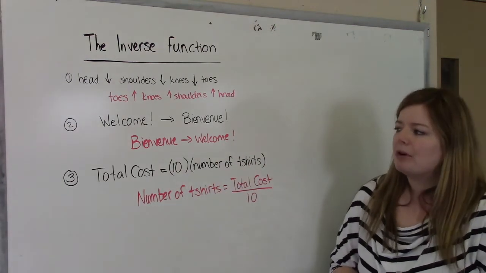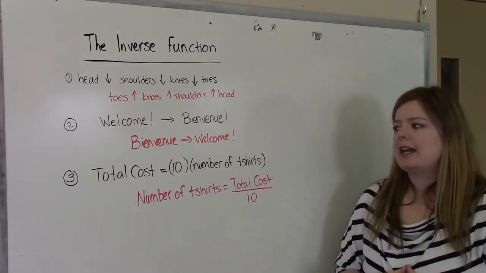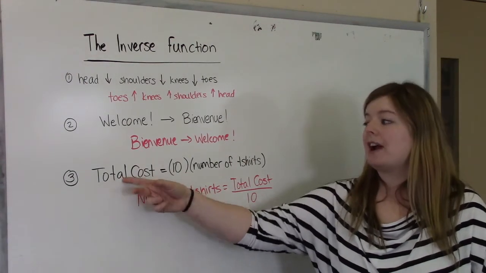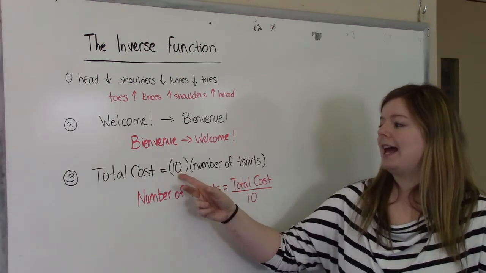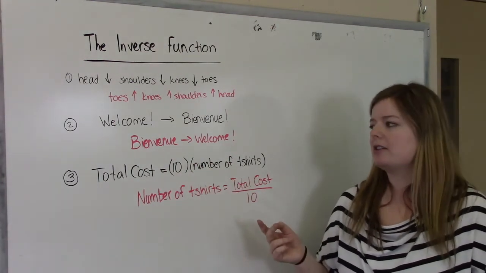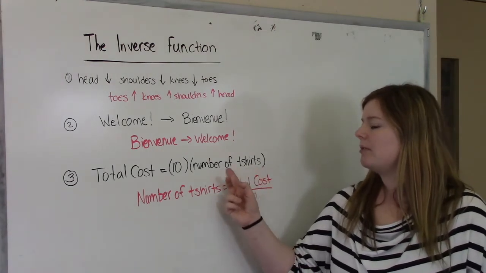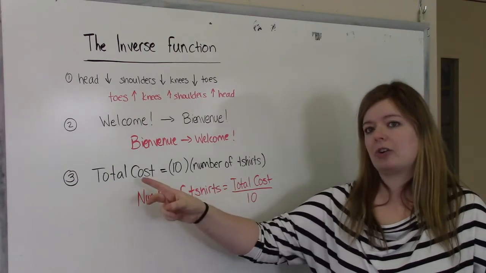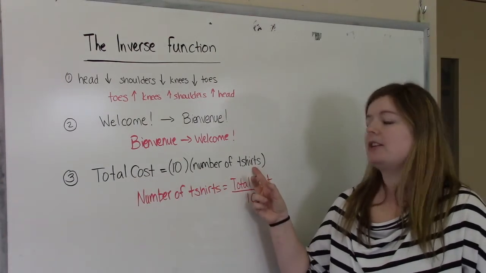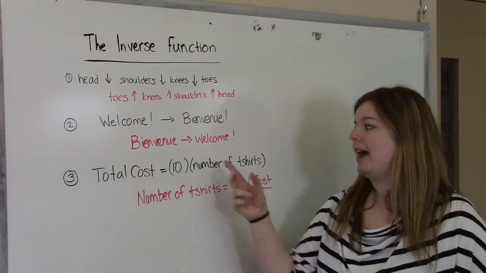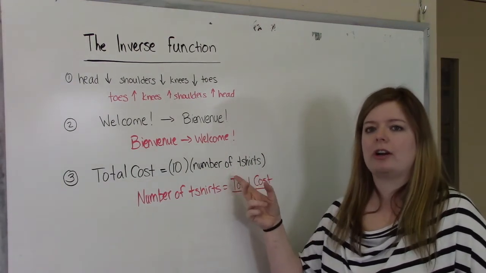Okay? A simple math example of an inverse is if you want to find the total cost, you would just multiply 10 times the number of t-shirts, assuming that the t-shirts each cost $10. So in this case, you know the number of t-shirts, and you put it into the function to find total cost. So number of t-shirts is independent, and the total cost is dependent. It depends on how many t-shirts you order.